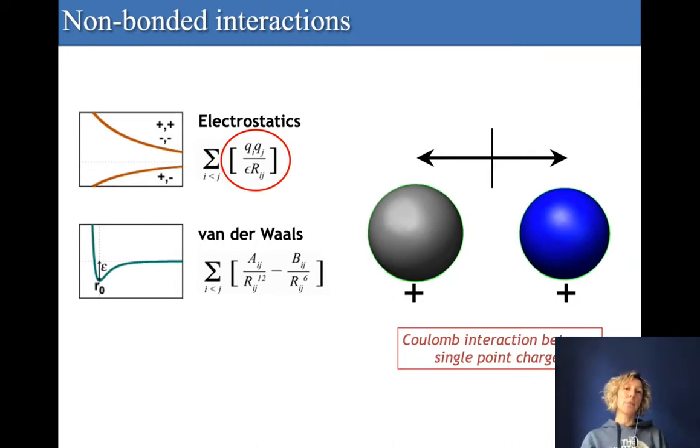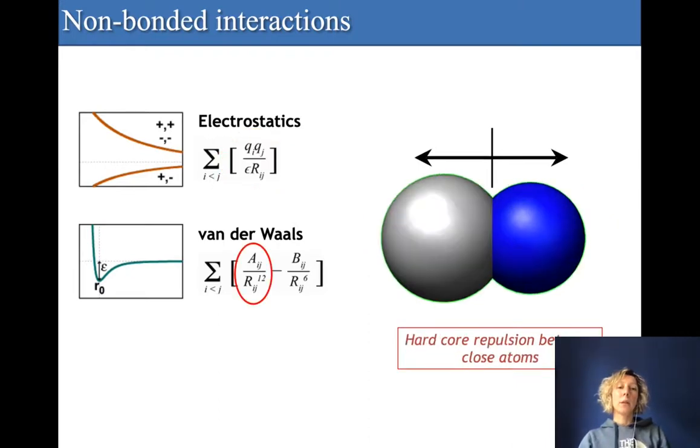And so what you can see here is that the energy will decrease when the distance between the two atoms increases, but it will decrease slowly, let's say. Now the second term reflects the van der Waals interactions, which are non-electrostatic interactions that will occur between dipoles.